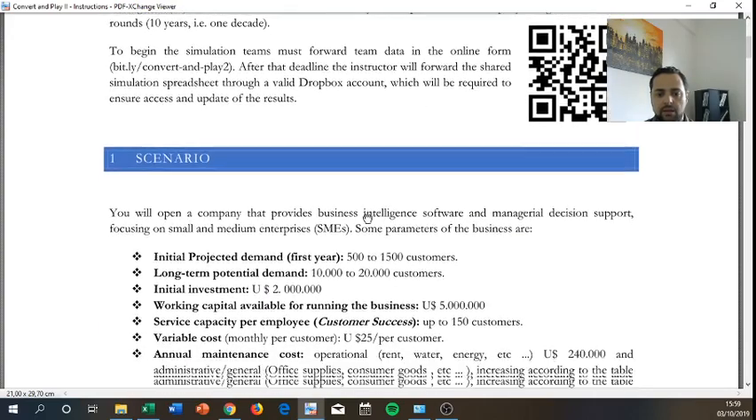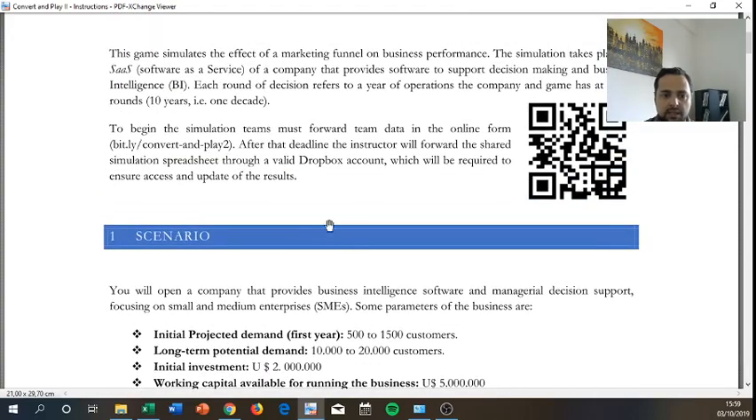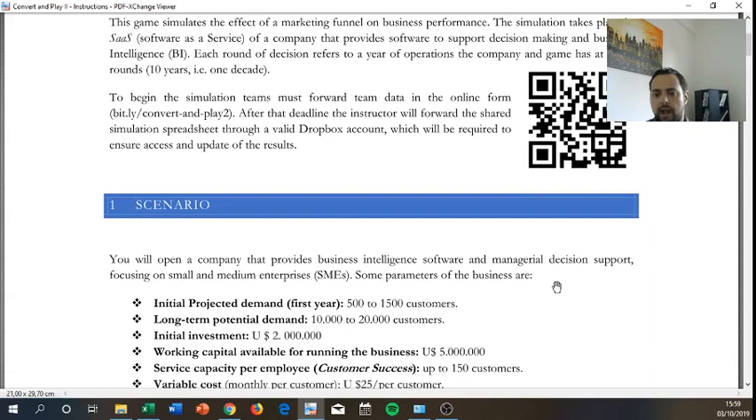So, the basic scenario of the game is the SaaS sector, so software as a service, and every team will run a company in this sector. Basically, each team will have a different company operating in this sector. One thing that's important to highlight here is that this is a non-competitive game. And what does this mean? Basically, this means that each team will run your simulation in a different world.